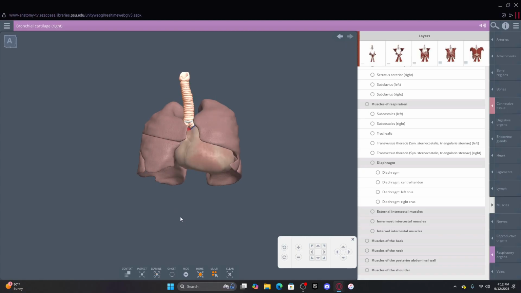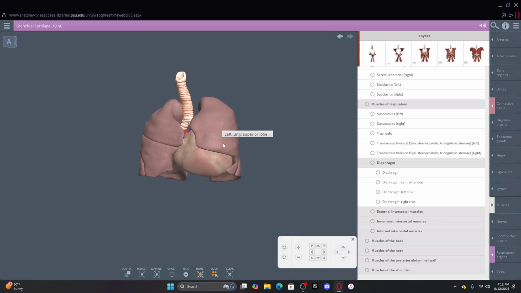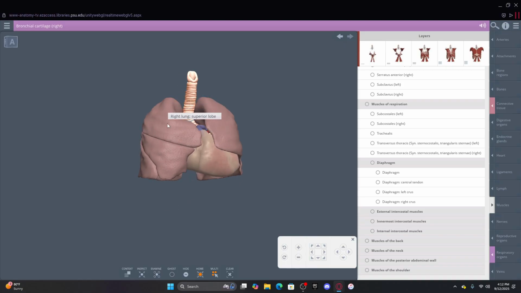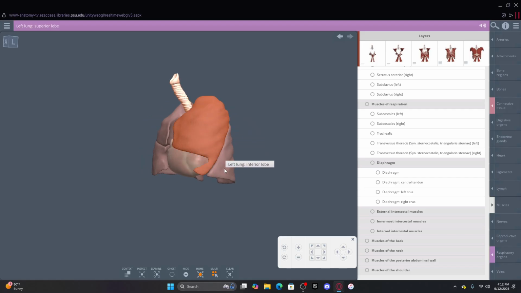And let me unexamine that so we can see the lungs. All right, so we have our right lung with 3 lobes, our left lung with 2 lobes. Our left lung only has 2 lobes because the heart takes up space, right? So our right lung has an upper, middle, and lower lobe. Our left lung only has an upper and a lower lobe.